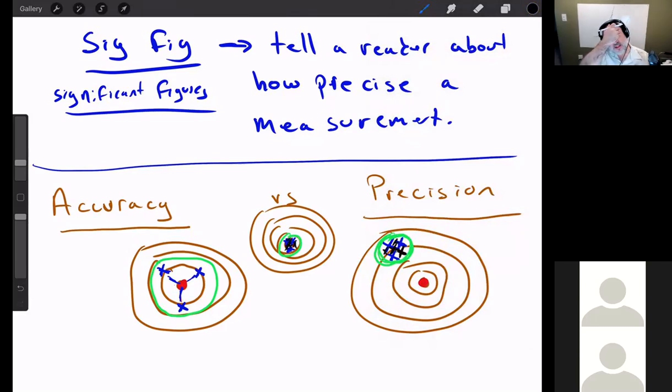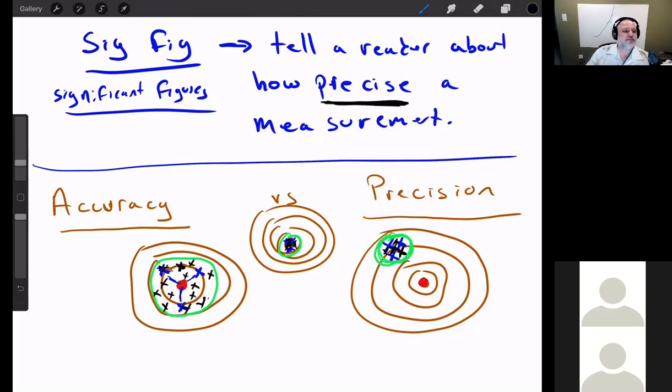But for the one on the left, that visualization of the precision is much bigger. So really these shots could be all over the place. And that phrase that I just said, all over the place, is really what we mean about precise. And so to go back to the idea of significant figures.